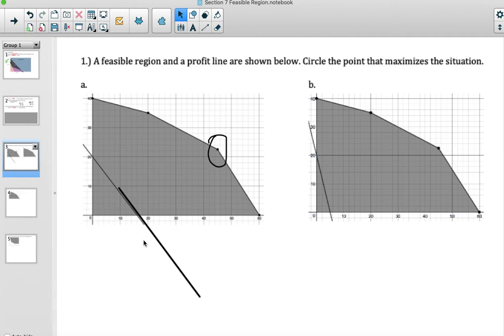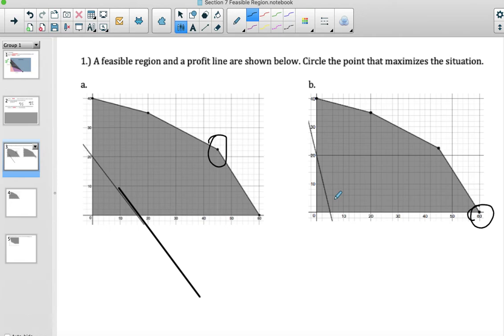Let me go ahead and put this point over here. You can probably guess on this one, this is a very vertical line. If I drag this line all the way across, the last point is down here on the x-axis. Some of us think that some point out in the middle is always going to be the solution. Sometimes it's a point on the axis. It just depends on whatever the objective or profit line is.